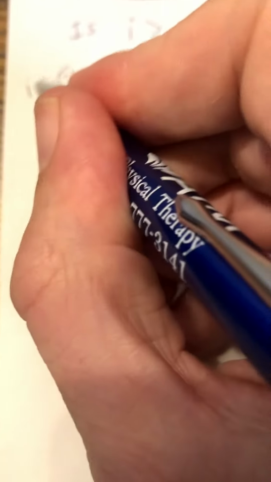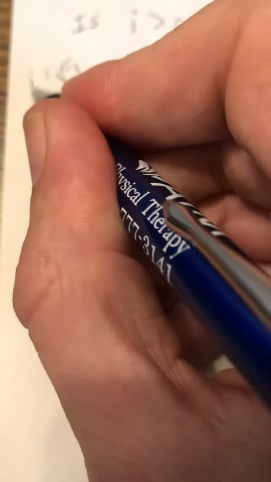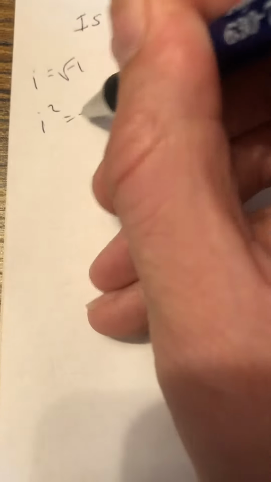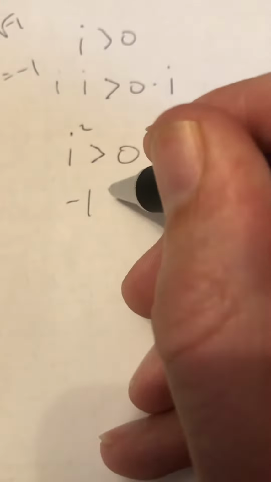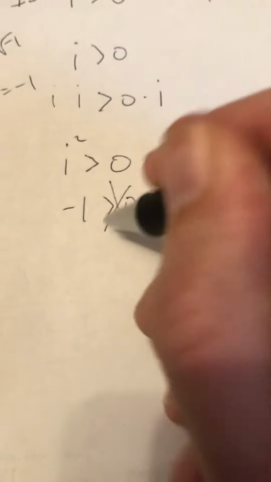Multiply both sides by i, so we get i times i is greater than 0 times i. i times i is i squared, which is greater than 0 times i, which is 0. But here's the problem. If i is equal to the square root of negative 1, that means that i squared is equal to negative 1. And we know that negative 1 is not greater than 0.